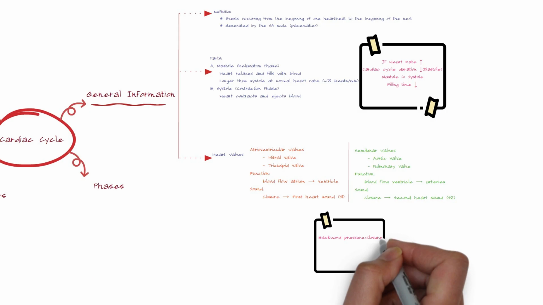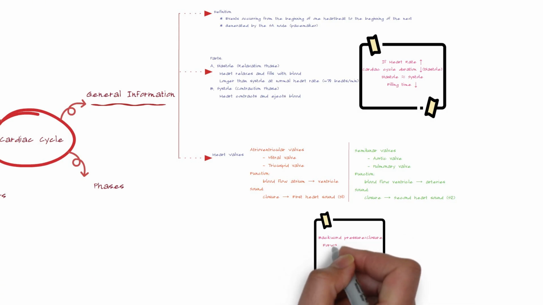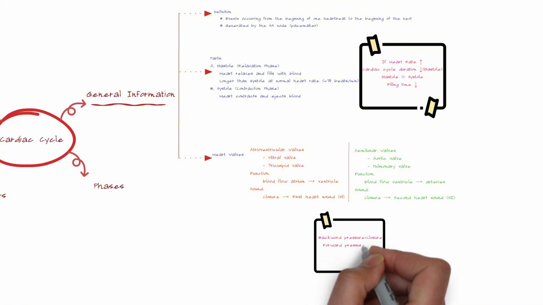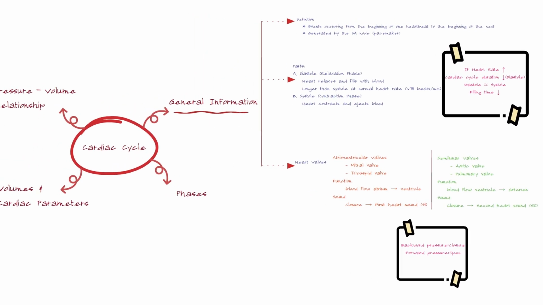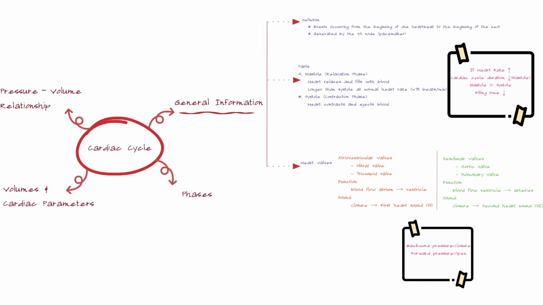Let's give a simple example. If we want to open the AV valve, the atrial pressure should be more than the ventricular pressure. And if we are going to close the AV valve, the opposite is correct. The ventricular pressure should be more than the atrial pressure. The same applies for the semilunar valve. If we want to open the semilunar valve, the ventricular pressure should be more than the arterial pressure. If we want to close the semilunar valve, the ventricular pressure should be less than the arterial pressure.